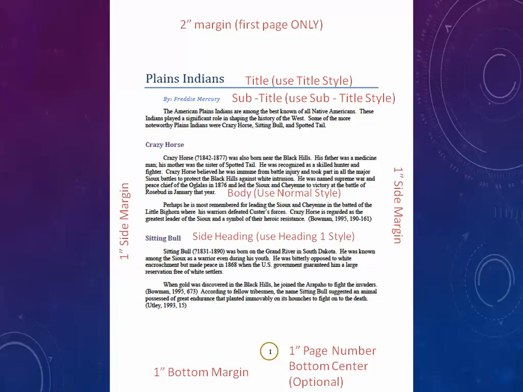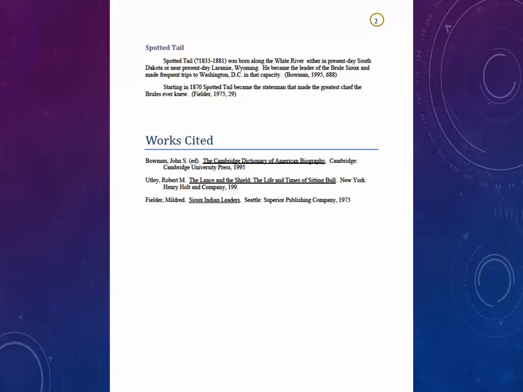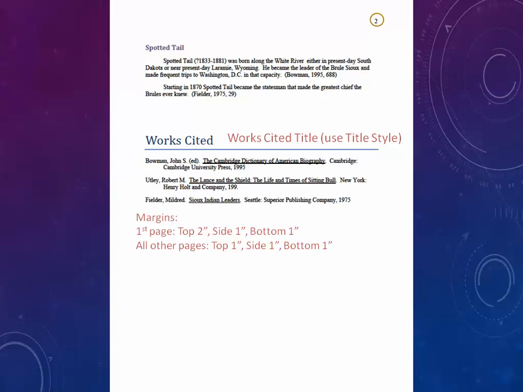For your page number, you have a page number at the bottom center, and it's optional on the first page. On the second page, you have your works cited area. The title for your works cited area should be formatted exactly like the title of a report. Your margins, again, on the first page are 2 inches on top, 1 inch on either side, and 1 inch on the bottom. All other pages are 1 inch all the way around. Your page numbers are centered on the bottom. It's optional. However, in this class, on the first page, I want all of your page numbers centered on the bottom. On all other pages, it is required that you have a page number at the top right.